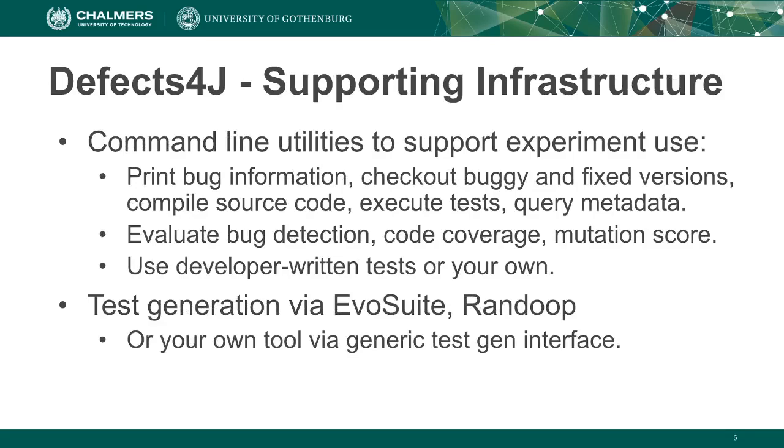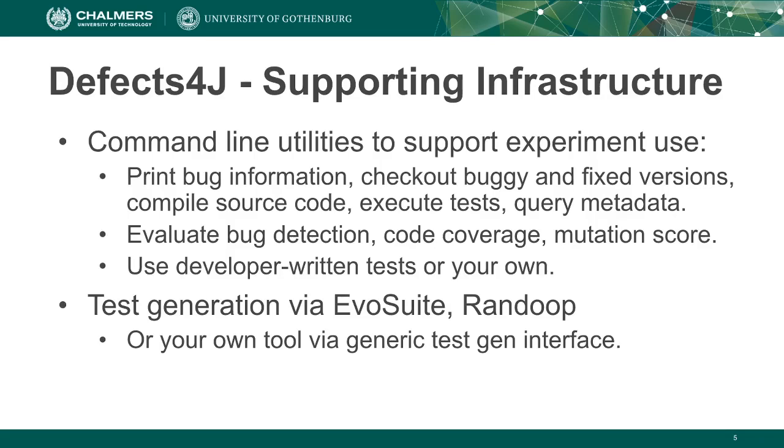And to support use in research experiments, Defects4J offers a command line utility to execute a set of common tasks for each bug, including the following. You can print information about a bug, you can check out the bug or the fixed source code version, you can compile a source code version, you can execute test cases and optionally monitor the class loader, you can evaluate bug detection, perform coverage or mutation analysis, export metadata like class paths, directories, and sets of tests.